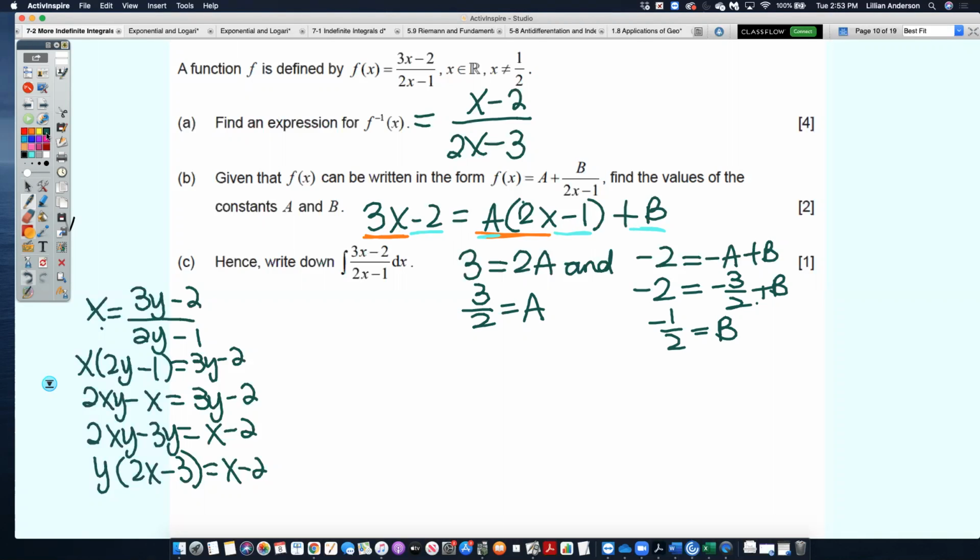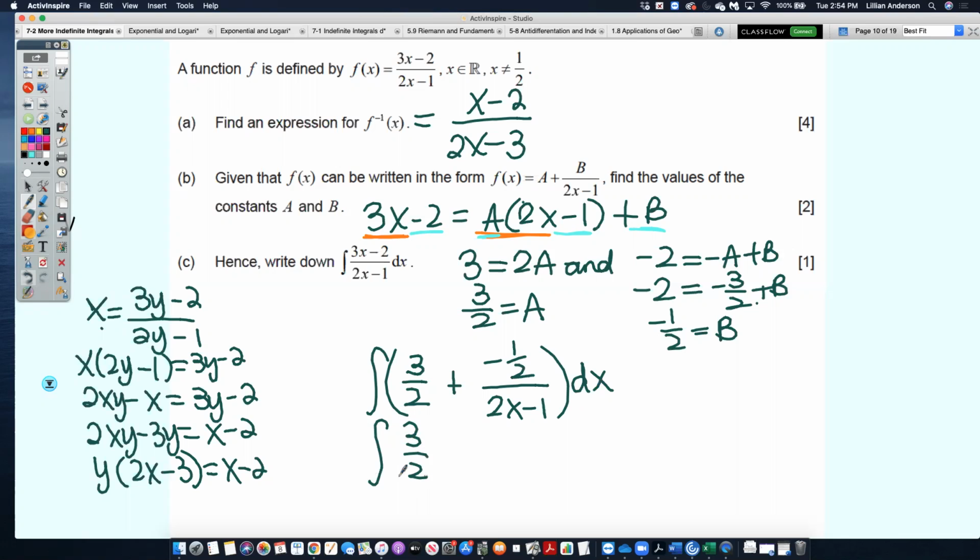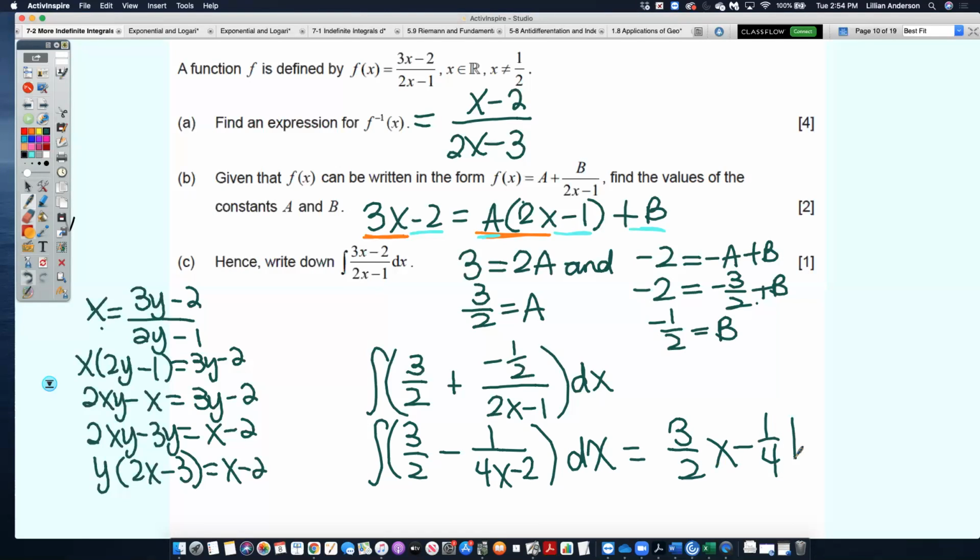Okay. So now that you have that, essentially you're going to be taking the integral of 3/2 plus -1/2 all over 2x minus 1. But y'all know good and well we can't have a fraction within a fraction. So this actually is 3/2 minus 1 over 4 times 2. And then you'll take the integral of that, which is just 3/2x minus 1/4 ln absolute value of 4x minus 2 plus c.